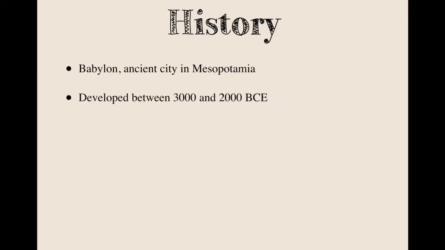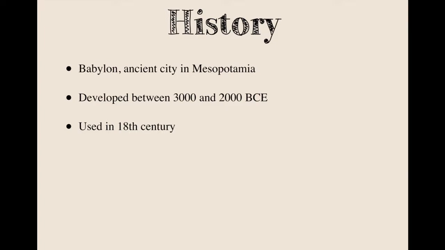So, where is Babylon? Well, Babylon is an ancient city in Mesopotamia. And this number system was developed between 3000 and 2000 BCE. It was primarily used in the 18th century when Babylon was still a prominent city in Mesopotamia.